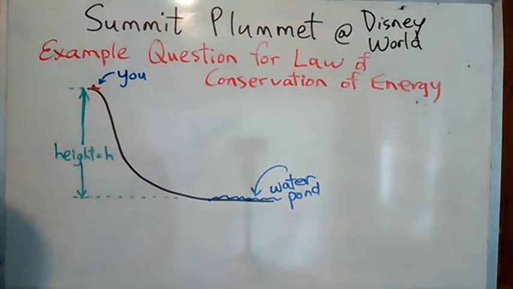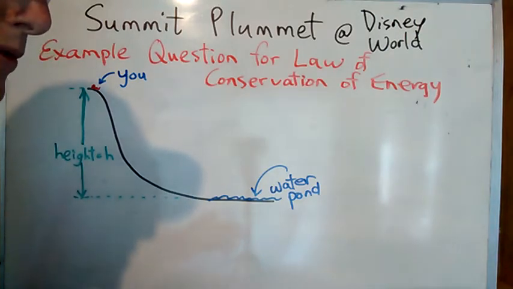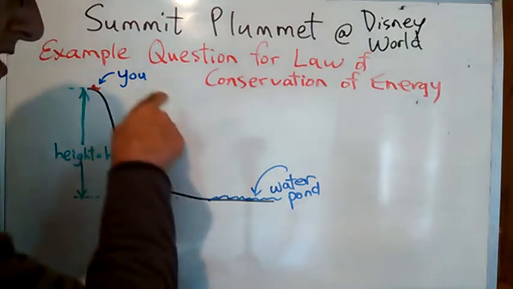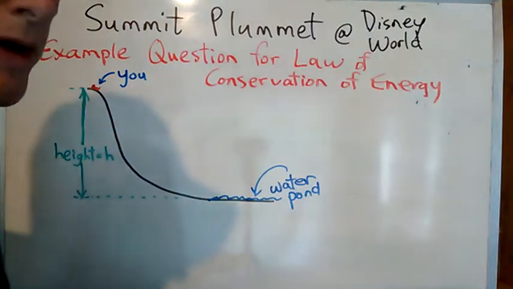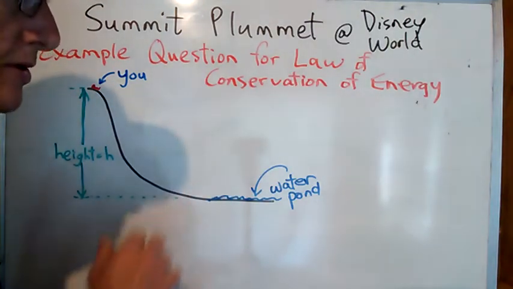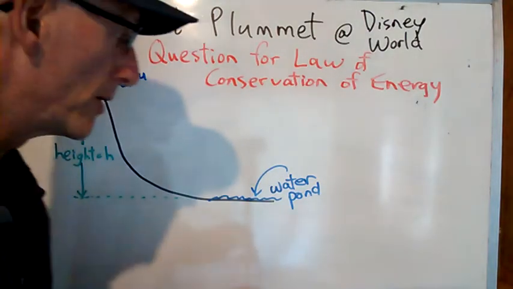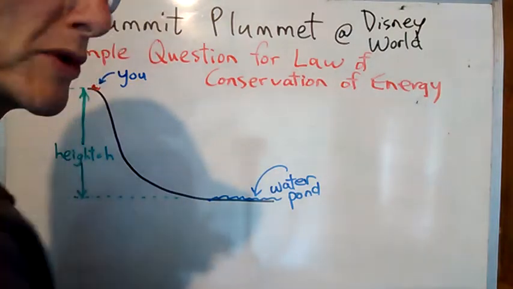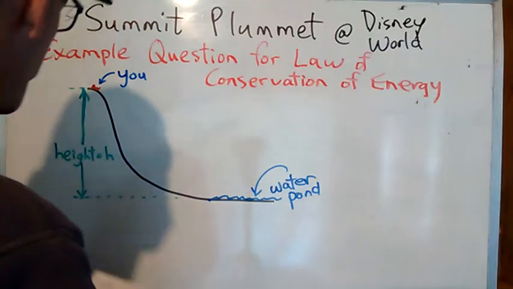Just to give you some background, at Cultus Lake, the freefall water slide has a height of about 22 meters or so. At Disney World, Summit Plummet has a height of 36.6 meters. And that would translate into a speed, they say, of about 100 kilometers an hour at the bottom of the water slide. Pretty impressive. So we'll see. We'll use the law of conservation of energy to see if that really is the case.